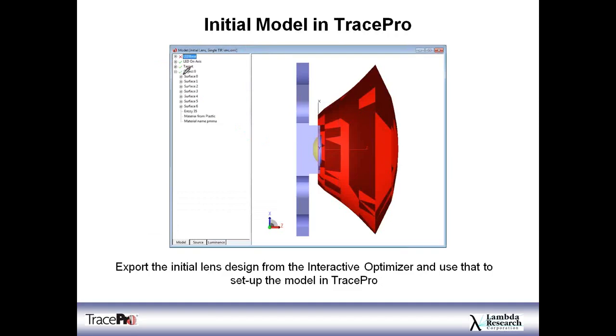So once we've generated that model, we can export that over to TracePro. And what we're going to do here now is set up the model. If we just export from the optimizer, we're going to have this lens here. In TracePro, I've also inserted my LED model. In this case, it's a 3D model that I was able to download from the manufacturer's website. Insert that into the model, and we'll use that as our source.